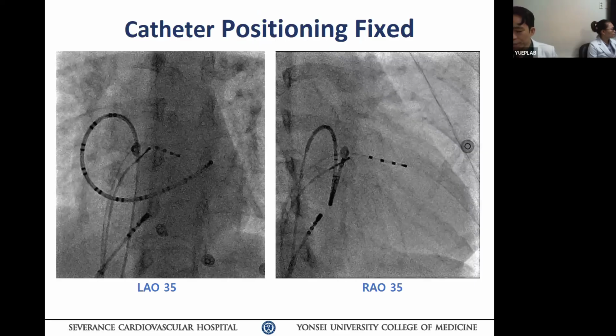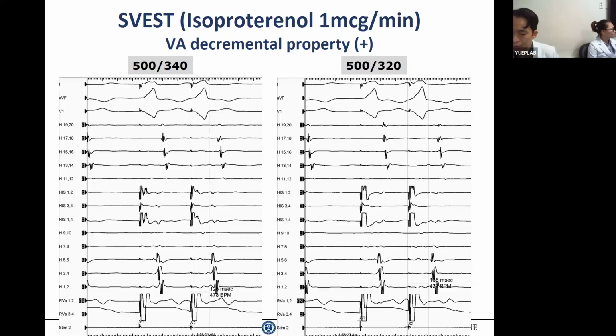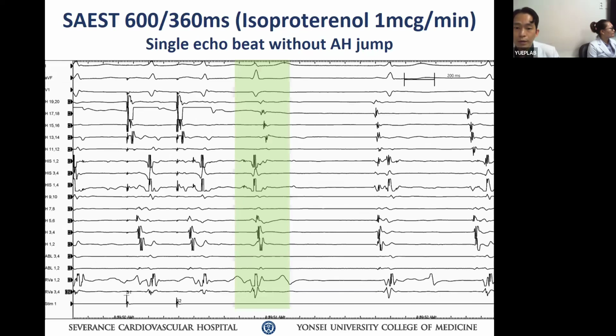At the base DPS, we fixed the catheter positioning and this catheter was inserted in the right position. Isoproterenol 1 microgram per minute, we repeated the test. We can see the echo beat again. Then there's a single echo without any jump, or maybe a junction of it. At single atrial assessment, 603.